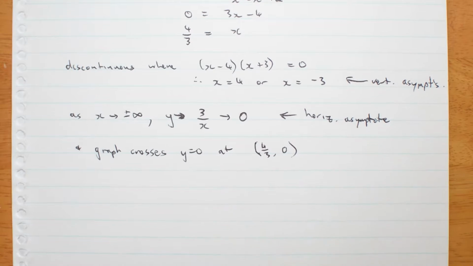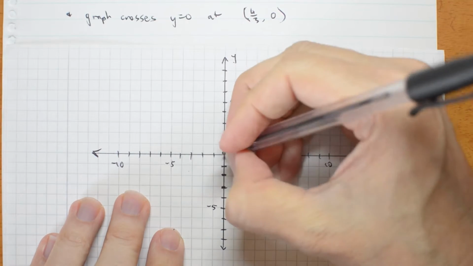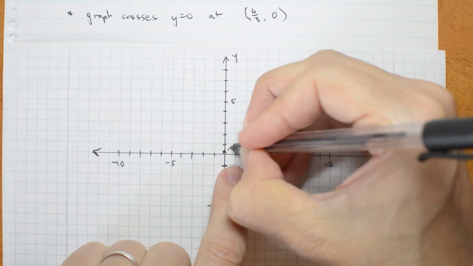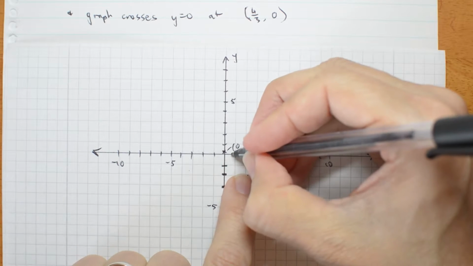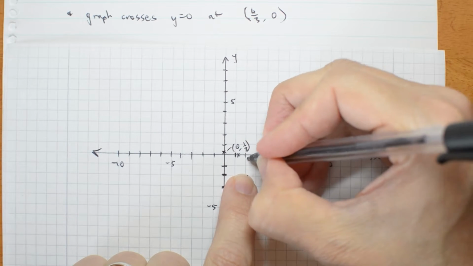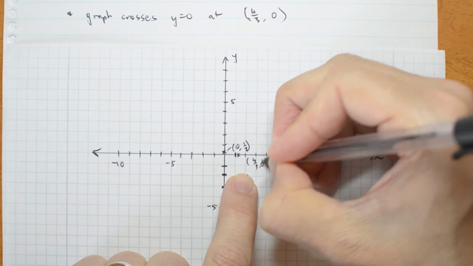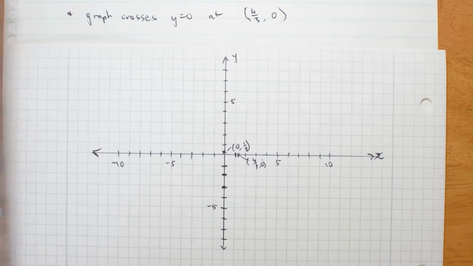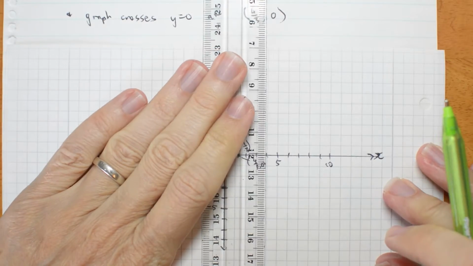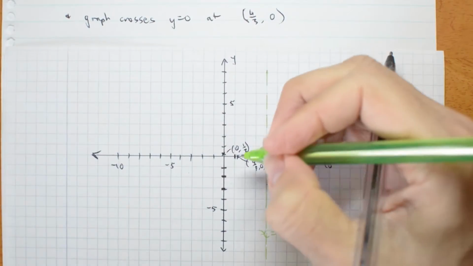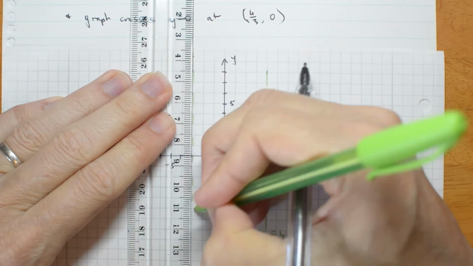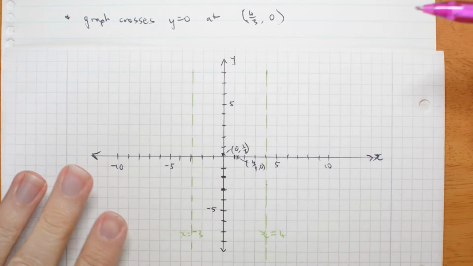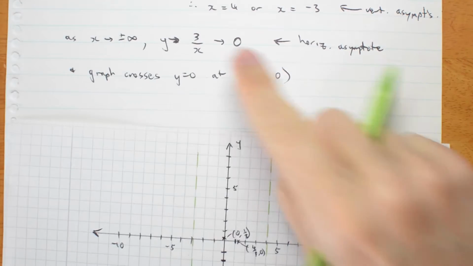So let's try drawing a graph. The y-intercept is 1/3, (0, 1/3). The x-intercept is 4/3. That's just past 1 here. (4/3, 0). Trying to get out of the way of where the graph's about to go. Vertical asymptotes at x equals 4 and -3. What else do I know? There's a horizontal asymptote at y equals 0.